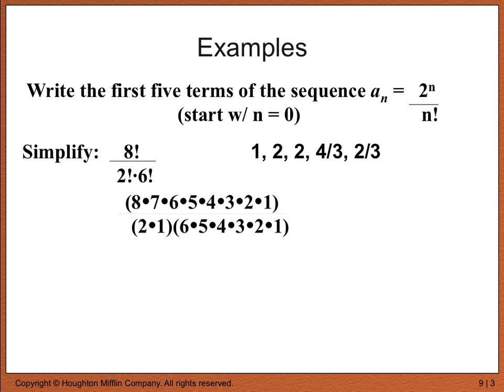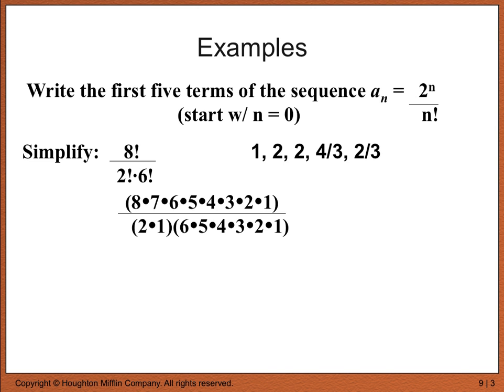Alright, so if we write out this entire expression without the exclamation points, according to the definition of factorials, this is what it equals. The numerator is 8 times 7 times 6 times 5 times 4 times 3 times 2 times 1. And the denominator is quantity 2 times 1 times quantity 6 times 5 times 4 times 3 times 2 times 1. Alright, so that's just writing it all out.